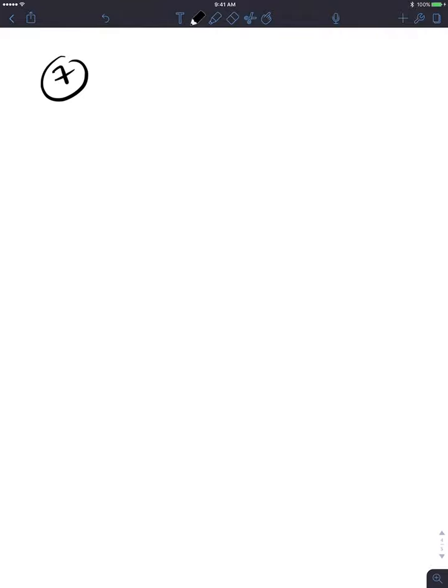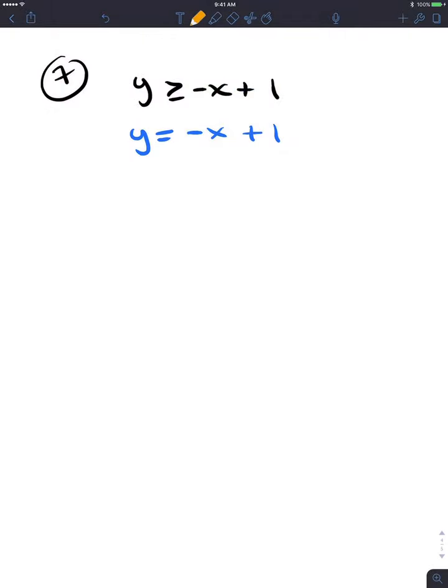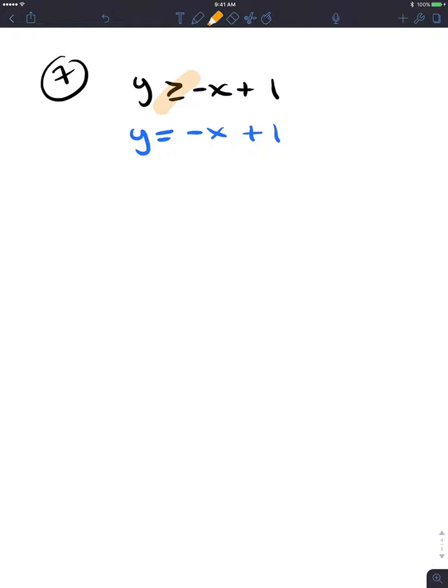Number 7. Y is greater than or equal to negative x plus 1. We start by graphing the equality. Y equals negative x plus 1. Notice this is a greater than or equal inequality. It involves a condition of equality, greater than or equal. We're going to need to use a solid line this time.